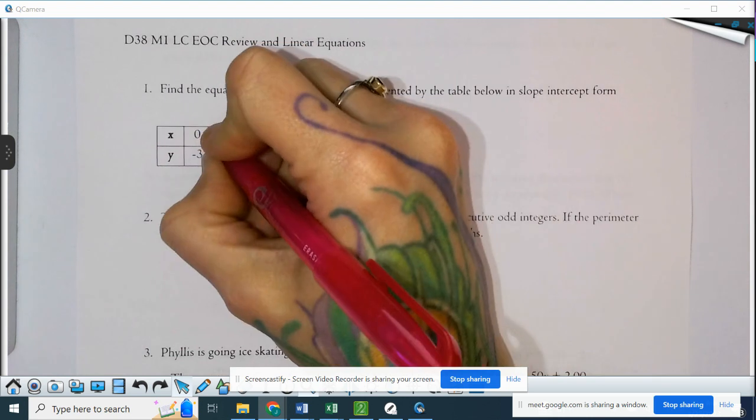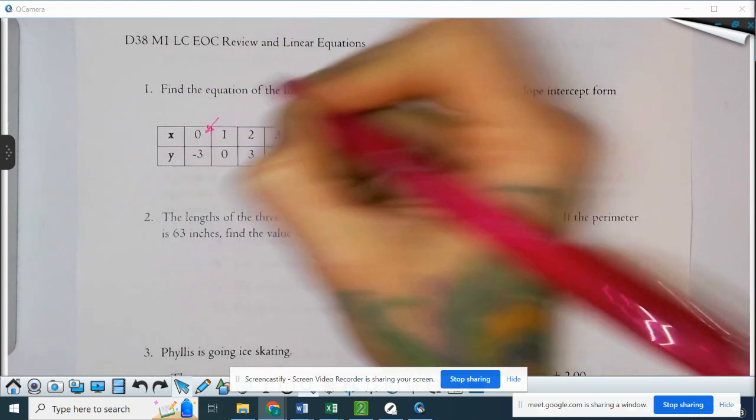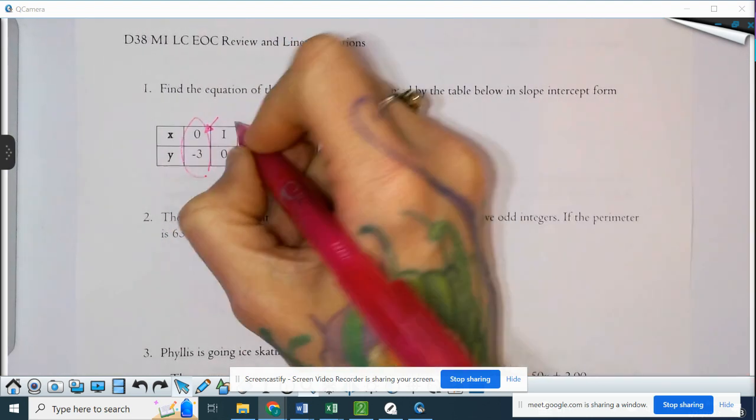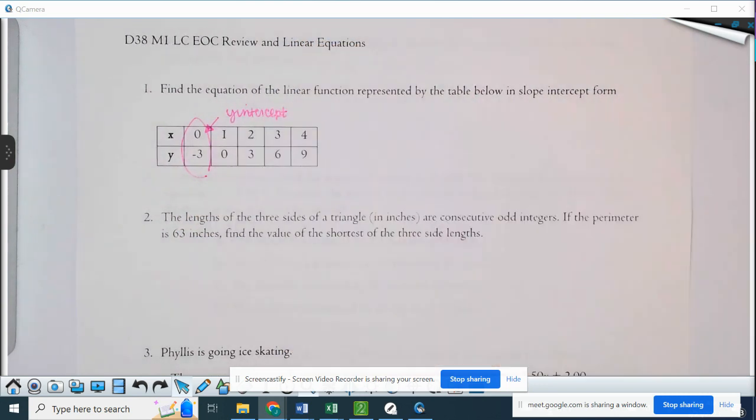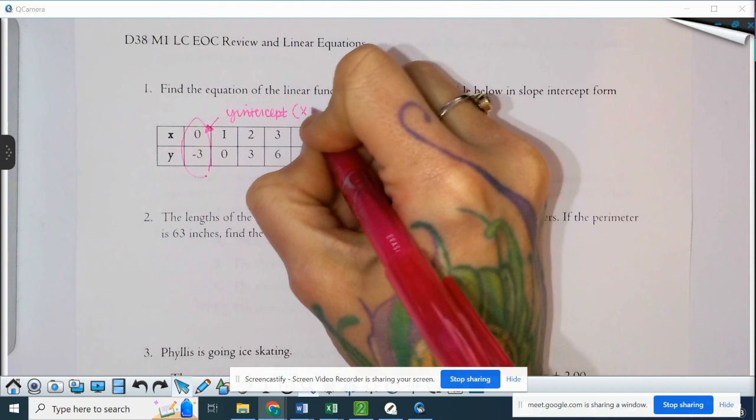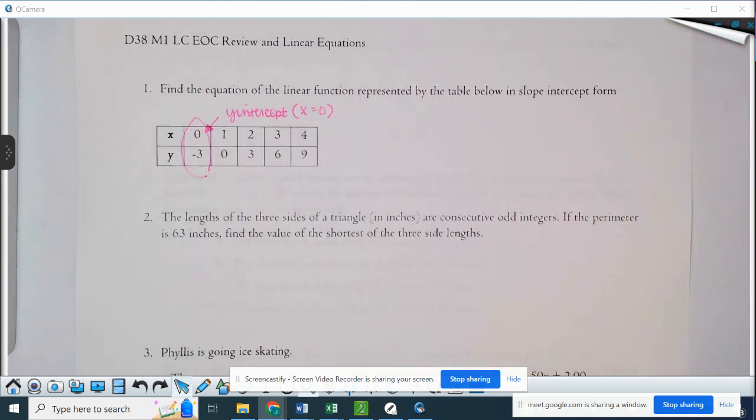As soon as you see x equals 0, know that this is your y-intercept. As soon as x equals 0, that is your y-intercept, and that will always be your target in the tables. And your target in general, if they give you the equation: when x equals 0, what is y? That is your y-intercept. Because remember, on your y-intercept, you don't go left and right at all. You just go up and down on your y-axis, because that's what the y-intercept is. It is where the line touches the y-axis.